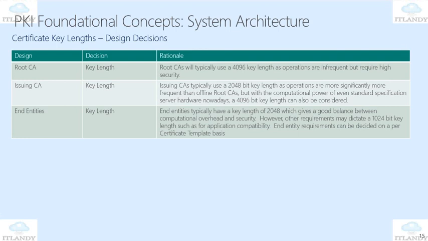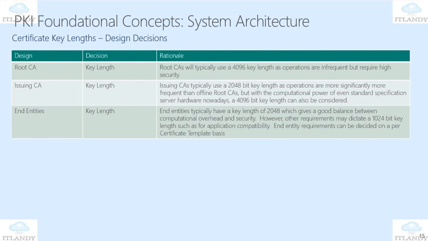Key decision. Root CA will typically be 4096 key length, as its operation requires high security. The issuing CA, again, you can be a bit flexible, but this is not recommended, but 2048 for more significant frequency than offline, but there will be computational power, even on standard specification server hardware nowadays, so 4096 can be considered.